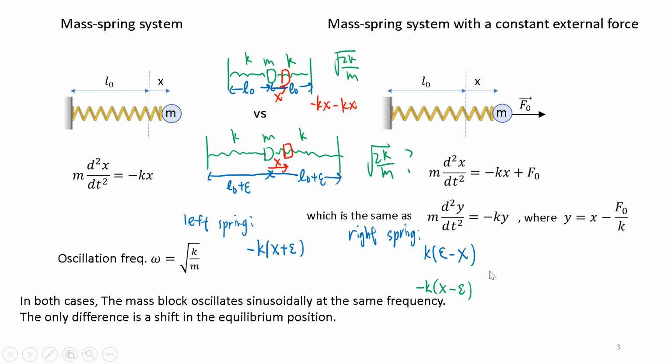Therefore, the total force would be minus k times x plus epsilon, plus k times epsilon minus x, and this epsilon term exactly cancels. Again, you have these two: minus 2kx.